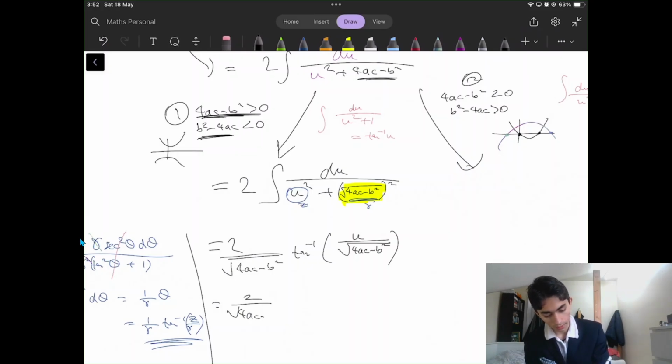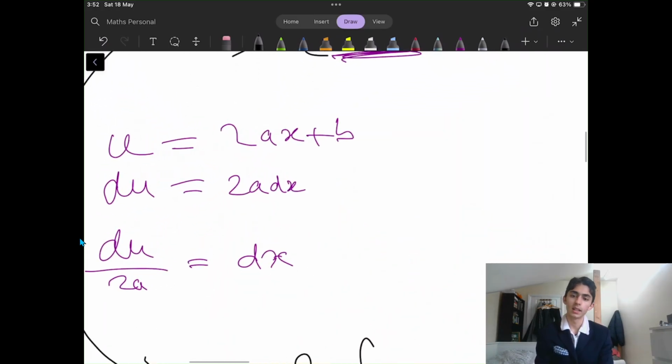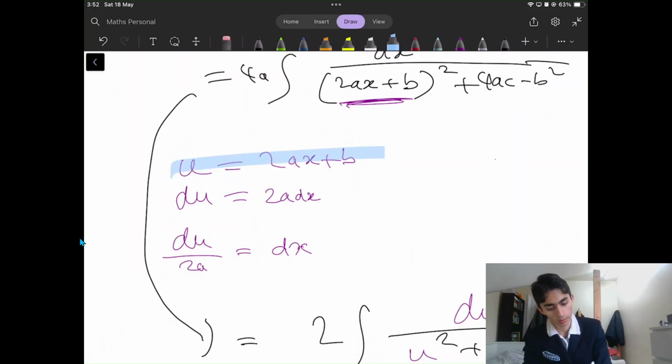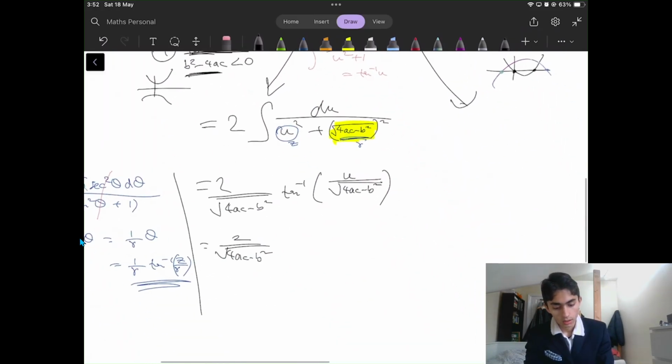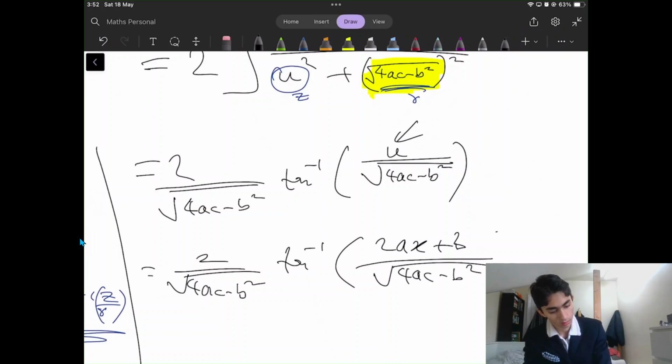The next thing, or the final thing to do for case number 1, is to replace u with x. I said that u is equal to 2ax plus b from earlier. This means if you isolate x, you get x equals u minus b over 2a. Actually, I don't even need to, sorry. We already have u on its own. u is just 2ax plus b, okay? So I'm going to replace this by 2ax plus b. Tan inverse of 2ax plus b over the square root of 4ac minus b squared, right?